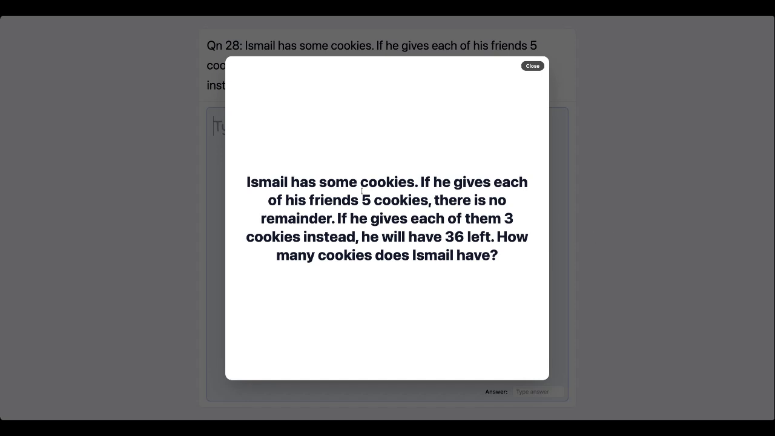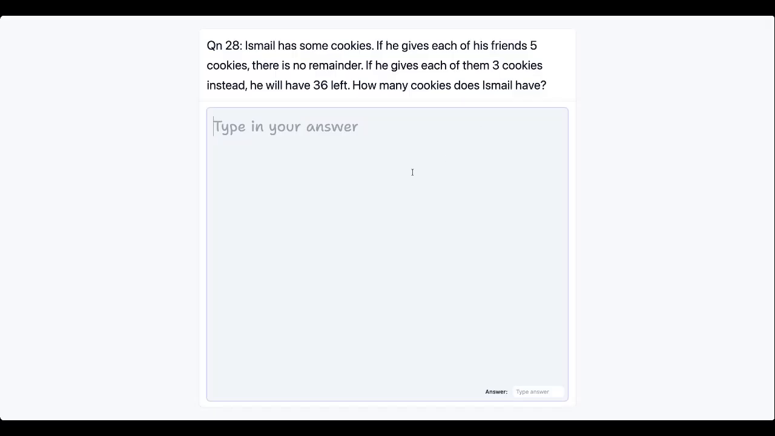Question 28. Ismail has some cookies. If he gives each of his friends 5 cookies, there is no remainder. If he gives each of them 3 cookies instead, he will have 36 left. How many cookies does Ismail have? All right, for this is what we call the shortage and excess concept.